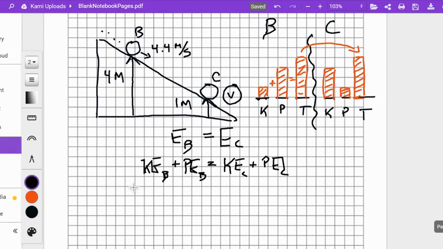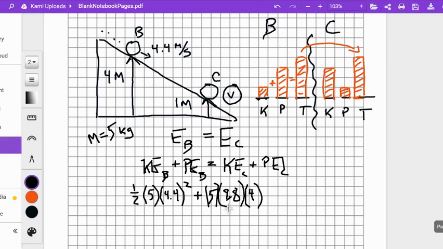So for kinetic energy, I'm gonna have 1/2. Okay, and then for a mass, I'm gonna make up a different mass here just to be crazy. Let's just say the mass of the object is 5 kg. So I'm gonna have 1/2 times 5 times the velocity of 4.4 squared. So that's the kinetic energy at B. And then for potential energy at B, I have mass times gravity times height. So I'm going to have 5 times 9.8 times the height of 4 meters.